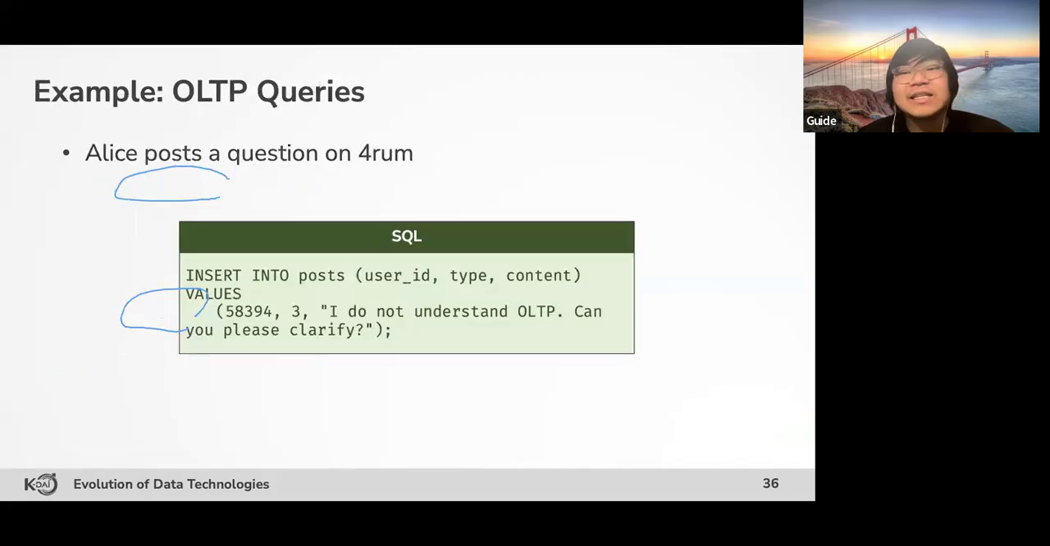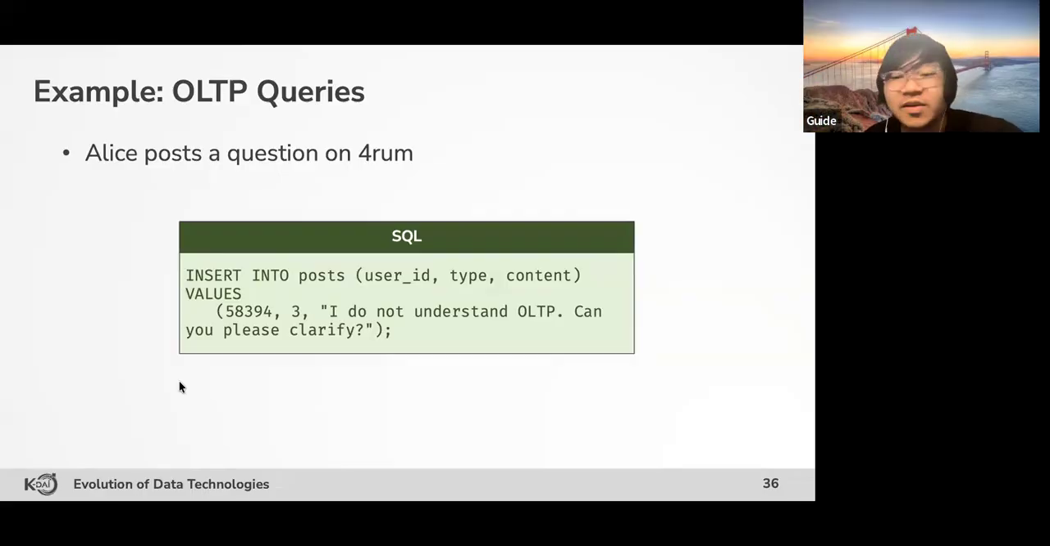Okay. So let's see an example for each type of workload, right? OLTP, online transactional processing. For example, let's say Alice wants to post a question on a forum, right? You know forum, right? You should know. So with SQL, you can write something simple like this. You can just write this SQL, trying to insert values into a post table, right? That's it. And what happens here is this will insert a row in a table.